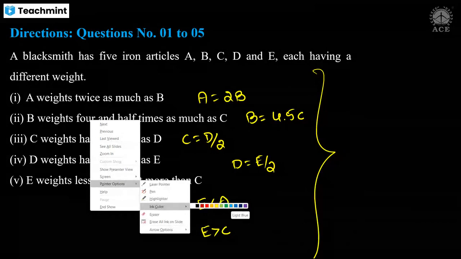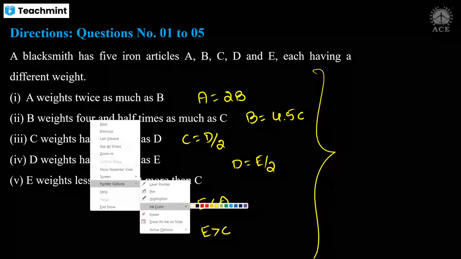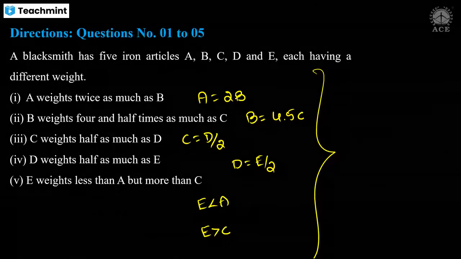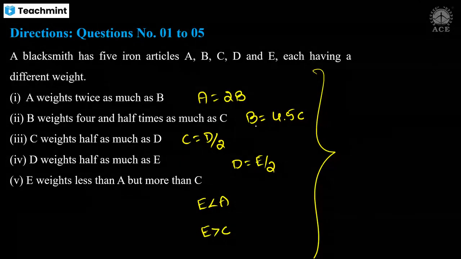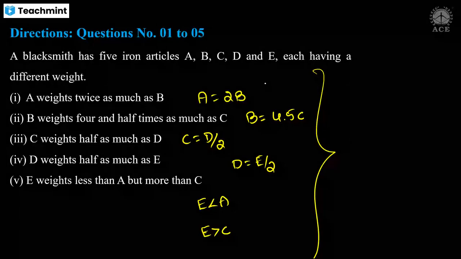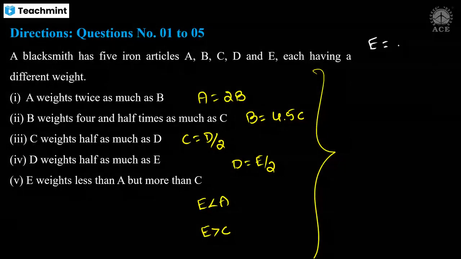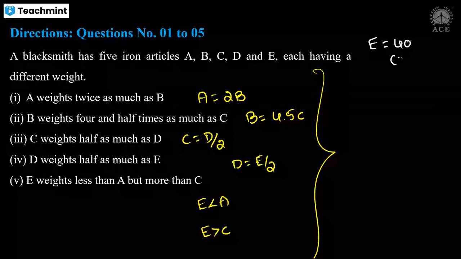Now to handle this question, my dear friends, all things depend on one another. If I know the E value, D can be obtained. If I know D, then C, and from C, B can be found. From B, A can be found. One is linked with the other. Now what I can do is take some value for E. I can consider E equal to 40, or you can assume E equal to K also.